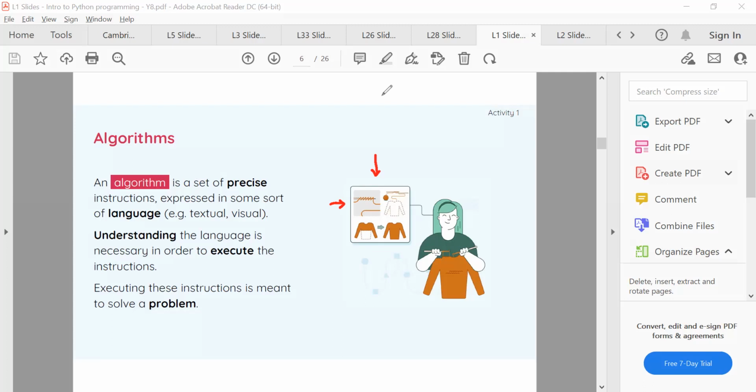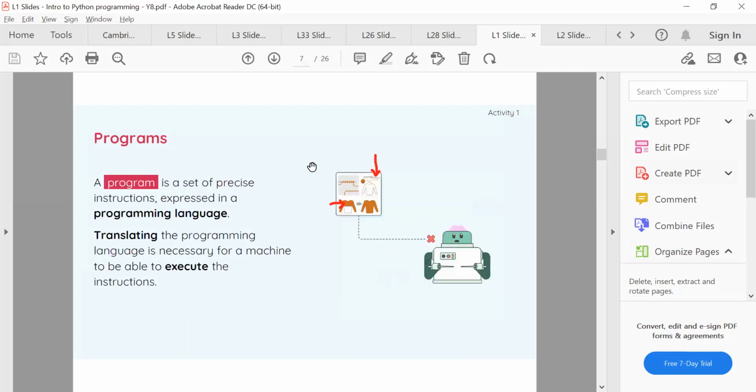Okay, but now let's look at the difference between an algorithm and a program. A program is also a set of instructions, but it is expressed in a programming language. It means that you cannot write it in normal English. You have to write it in Python or C++ or Java or whatsoever. Okay, so that's the difference.